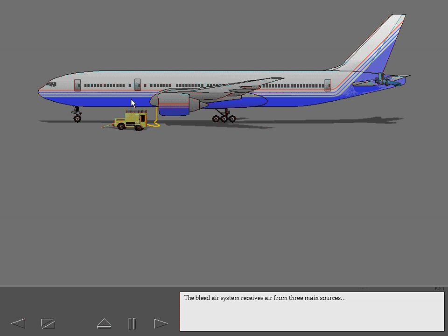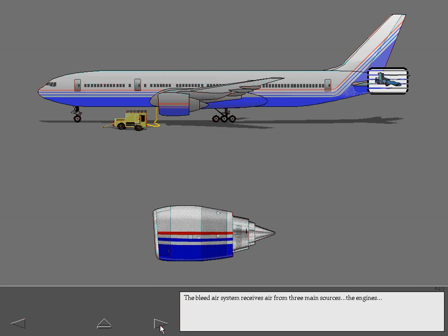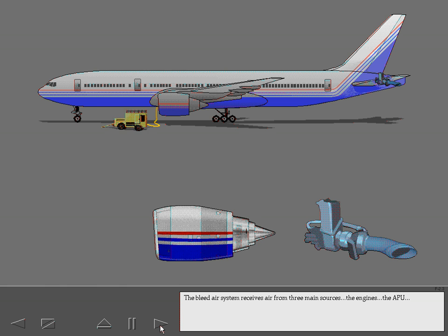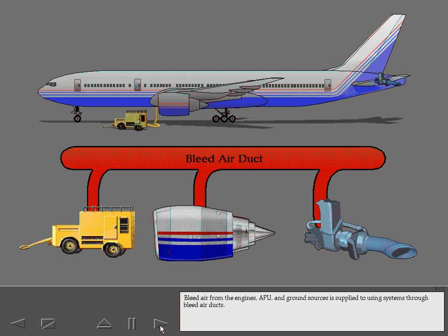The bleed air system receives air from three main sources: the engines, the APU, and ground pneumatic sources.